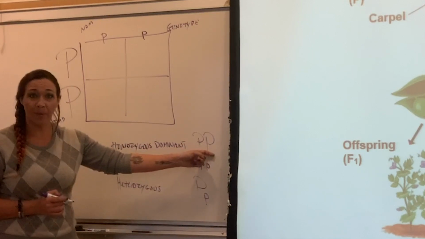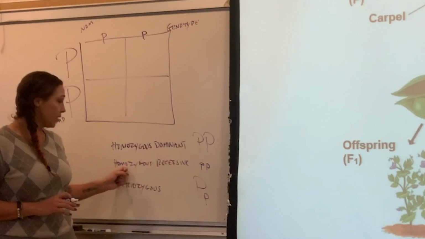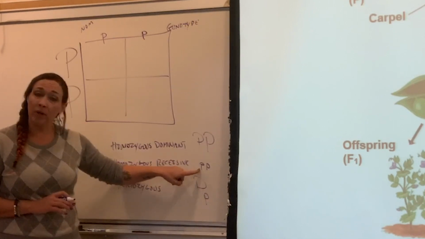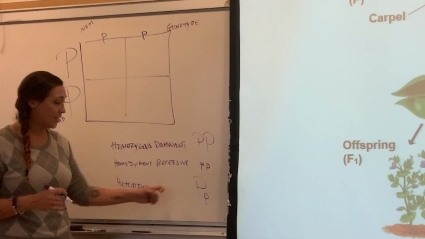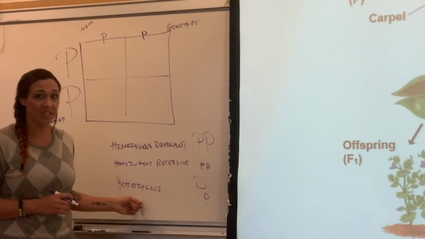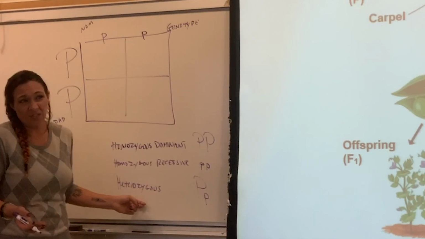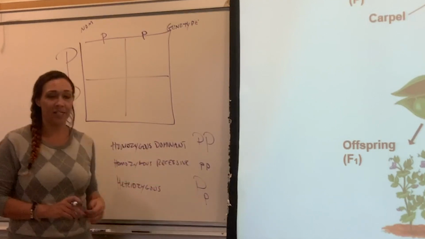In this case, the capital letter, whatever capital letter you choose. Homozygous recessive, they're the same, but recessive, lowercase, whatever letter you choose. Heterozygous, hetero means different, they are different. You cannot have a heterozygous dominant or a heterozygous recessive. That wouldn't make any sense. You can't have different dominant, right? You would just have the capital P and the lowercase p.